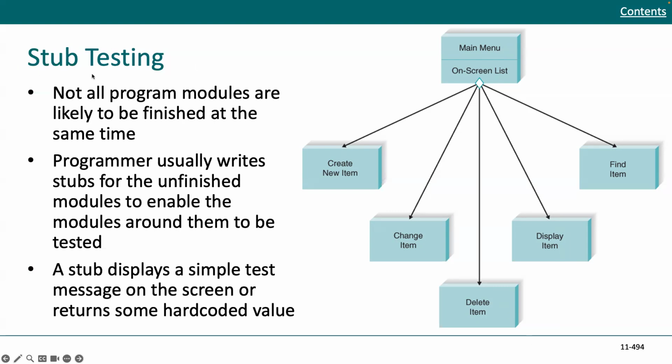So first, stub testing. Not all program modules are likely to be finished at the same time, and so having stubs can be helpful. Programmers usually write stubs for the unfinished modules to enable the modules around them to be tested. A stub displays a simple test message on the screen or returns some hard-coded value.